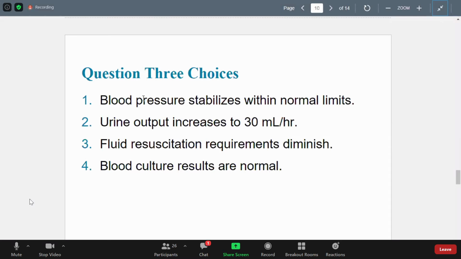So for me, I think I just figured it out in my head. Answer choices 1, 2, and 4 are all normal, but 3 says the requirements diminish, and the question is asking for showing improvement, not cured. Yes, Megan, that's exactly what I was going to say. Thank you. It just clicked in my head. Within normal limits means the blood pressure won't go to 120 over 80 or 130 over 60, even though the patient is recovering from the shock. Right. Okay, that makes sense.